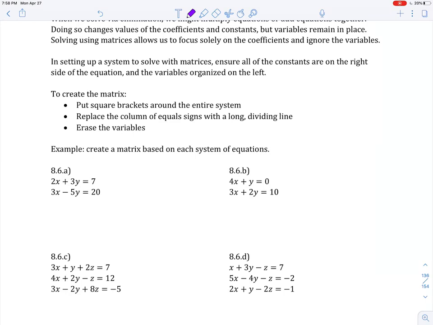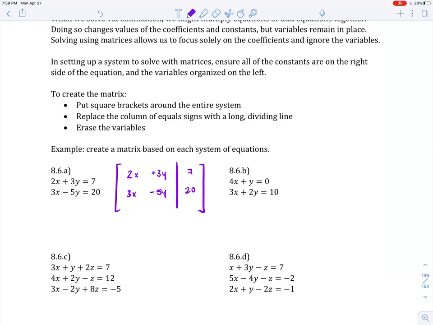We're going to have square brackets around the entire thing. We're going to replace the column of equal signs, so instead of having equals lined up on top of each other, we're going to just have this long dividing line, and then we're going to erase all of the variables. So the way that is going to look is that we have this big square bracket here. We are going to put 2x plus 3y is equal to 7. I'm going to write them all out and then erase all the things that we don't need here.